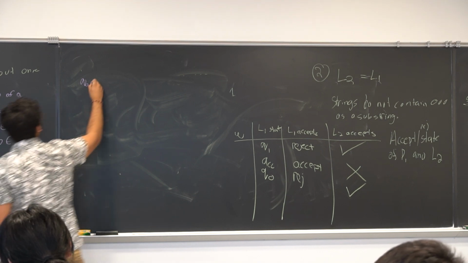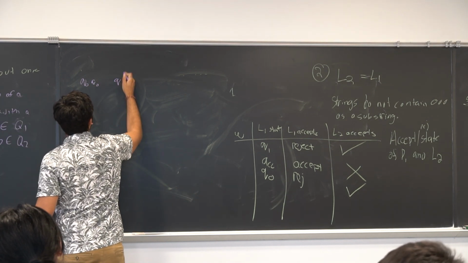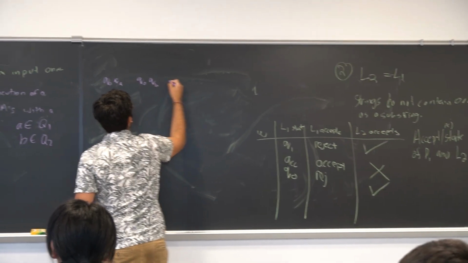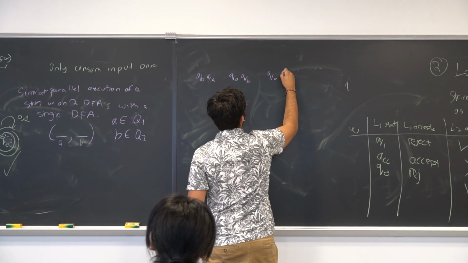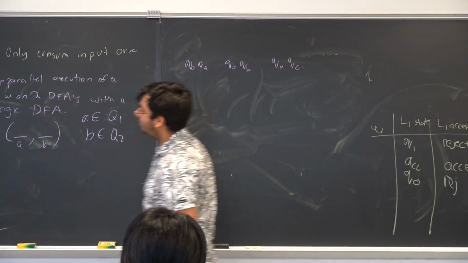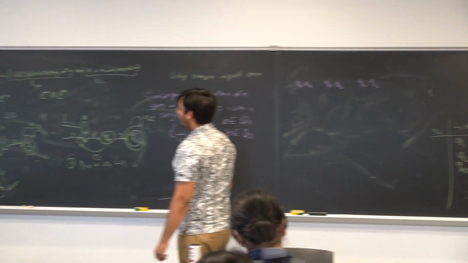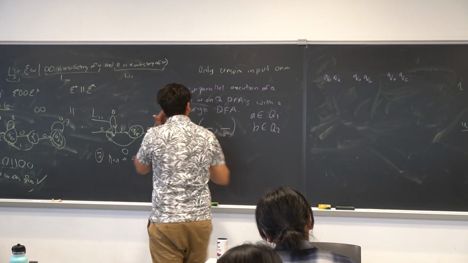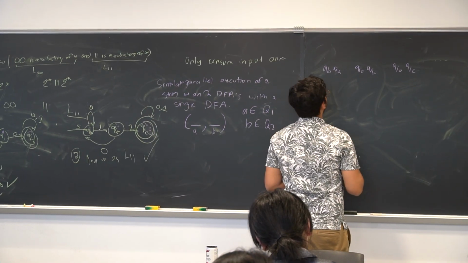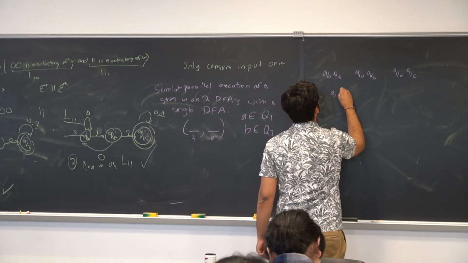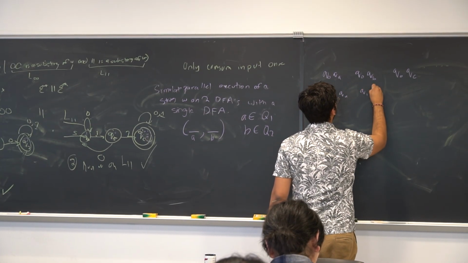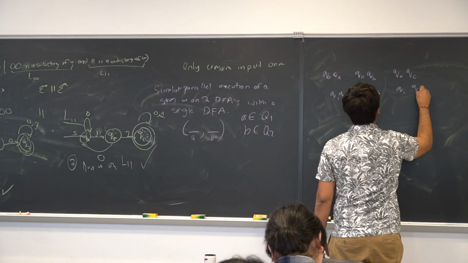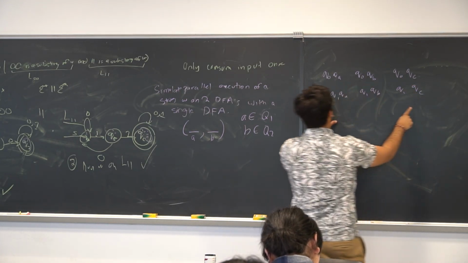Q0, QA, help me out here. Q0, QB, Q0, QC. What else do I have? Q1, QA, Q1, QB. Maybe I do have 9. Q1, QC. Nothing's been duplicated so far, right?